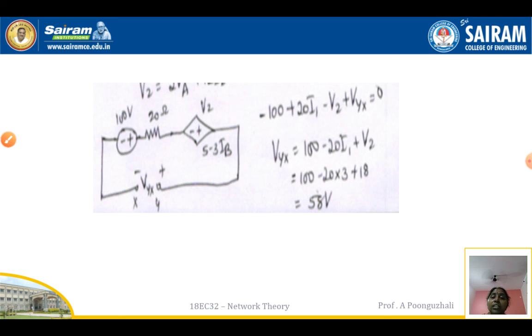So here this is a simplified circuit. We are going to get the output V2. So here minus 100 plus 20I1. So this is going to be a minus V2. The current that is going to flow through is going to be a plus VYX. So your VYX is nothing but 100 minus 20I1 plus V2, that is 58 volts.